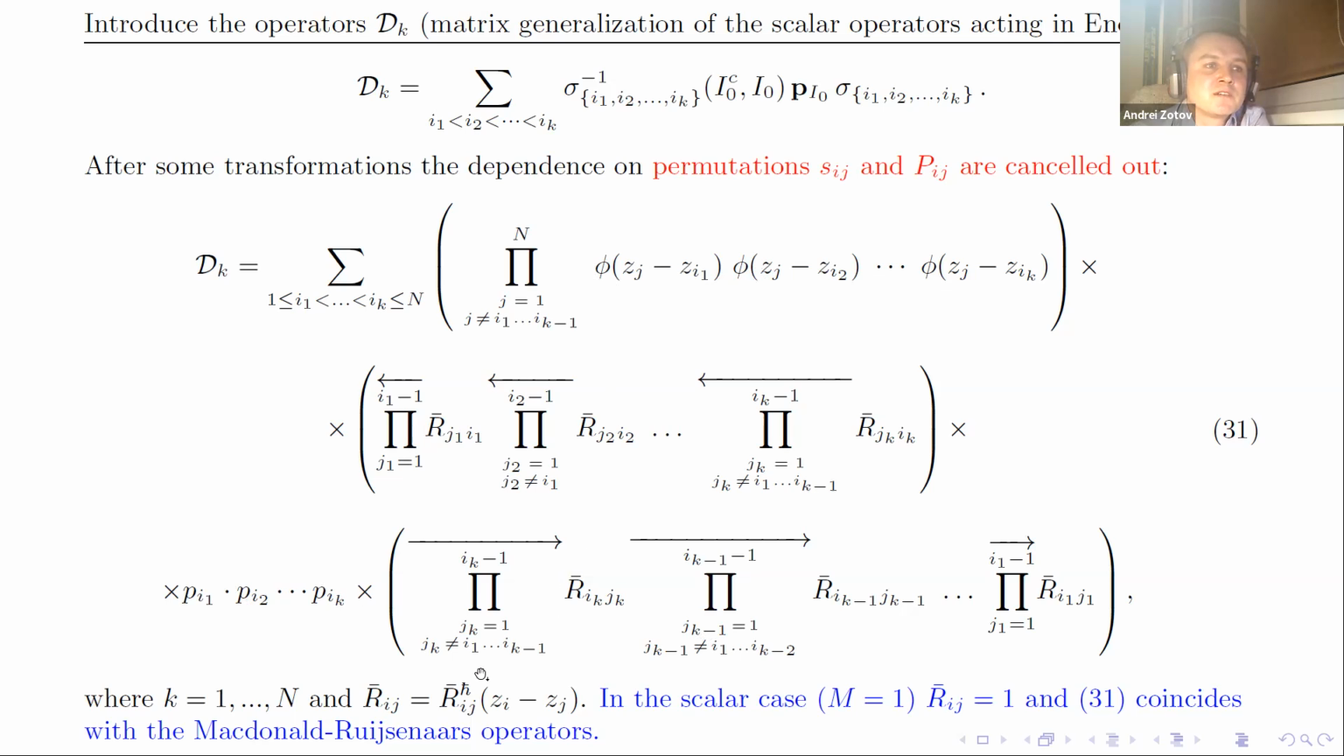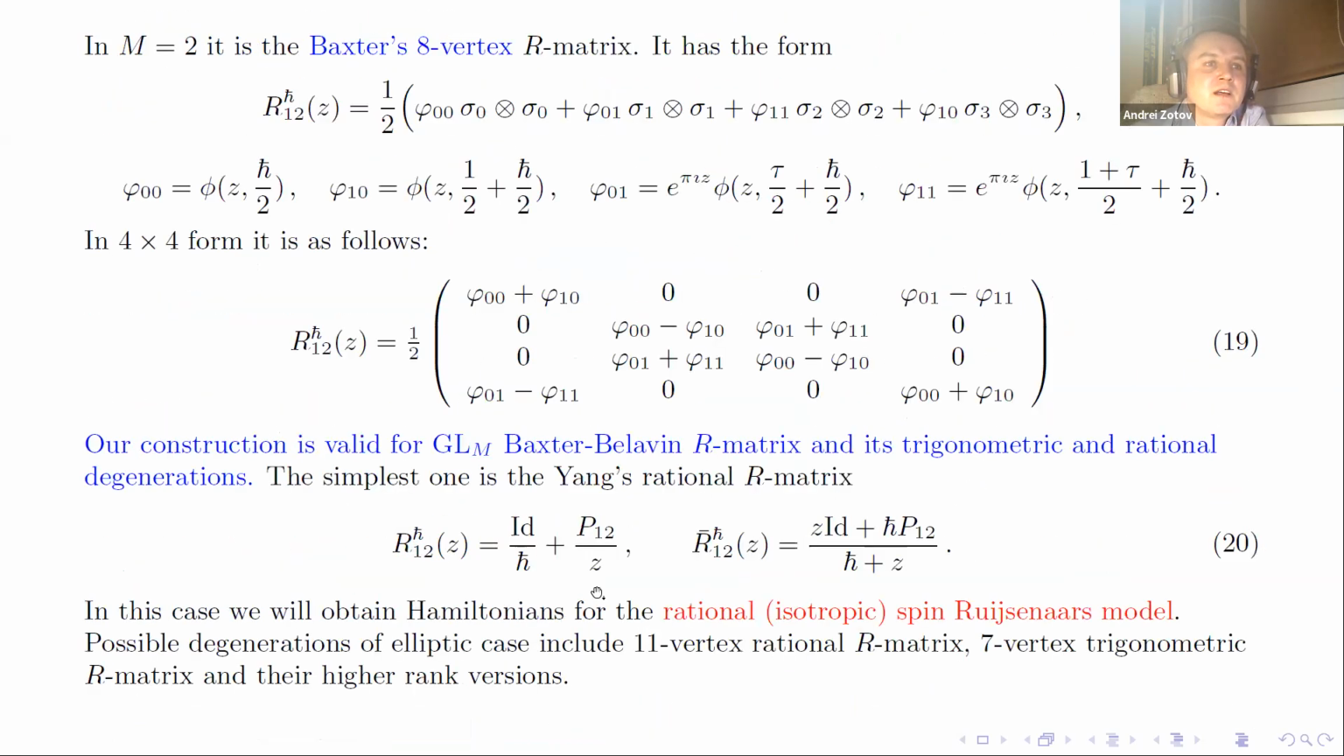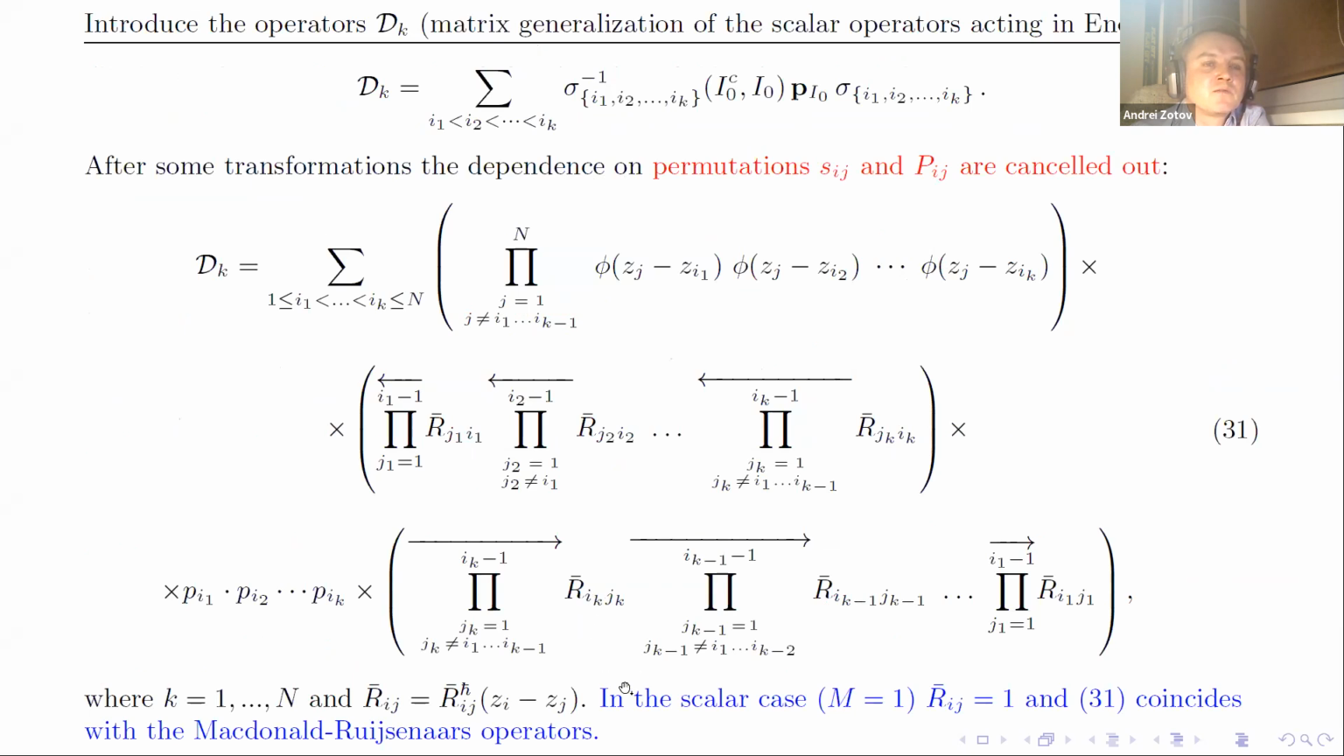And it is important that these R matrices are normalized as we had here. These are R matrices with bars, and so in the scalar case when m equals 1, these barred R matrices are equal to 1. So all these expressions are vanishing in this case, and we come back to the original scalar operators. So the scalar case is included as the simplest case in this formula.